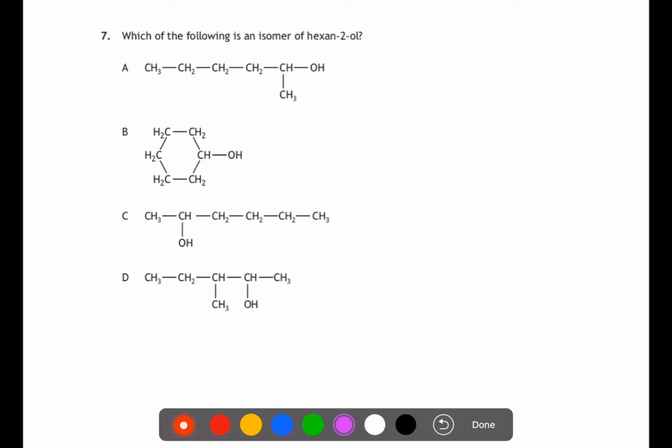Question 7. Which of the following is an isomer of hexanol? Let's first of all draw out hexanol.